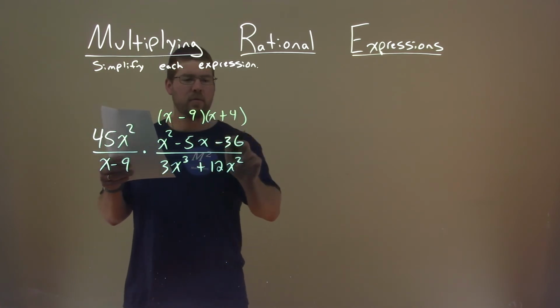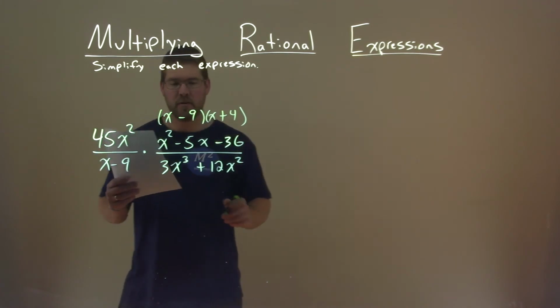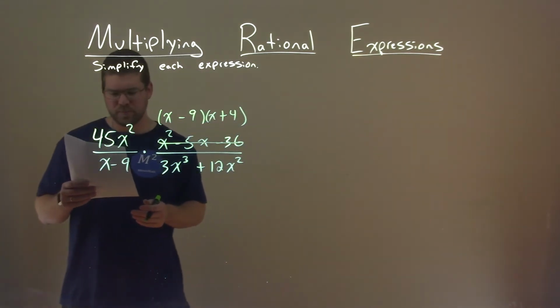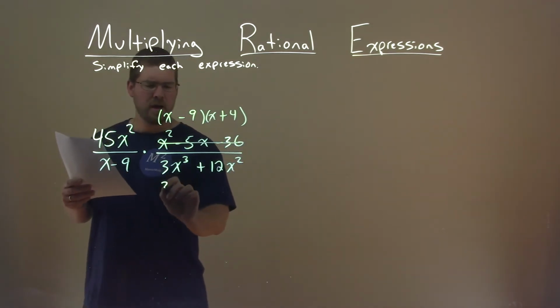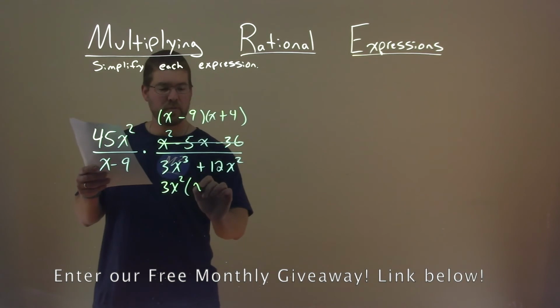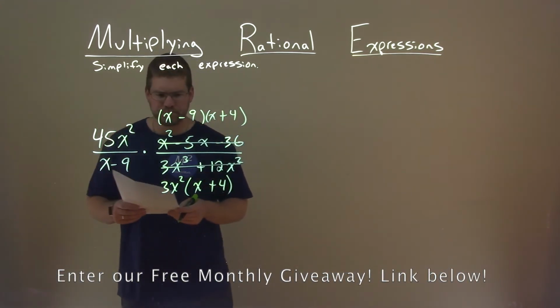Negative 9 times 4 is a negative 36. Negative 9 plus 4 is a negative 5. So we'll replace it with our factored form. Denominator, same thing. A 3x squared is in both parts. Pulling that out, I'm left with just an x plus 4 there. So we replace that as well.